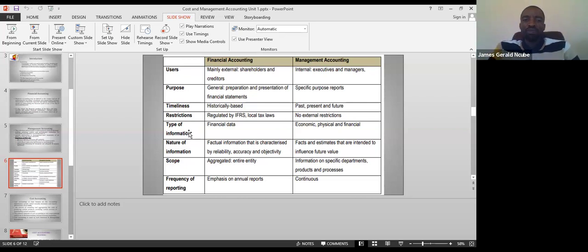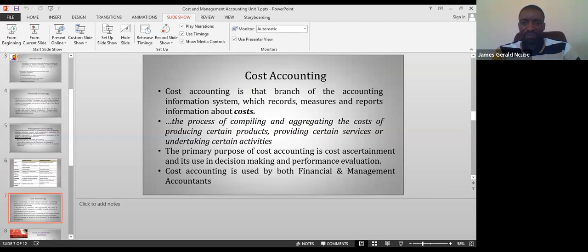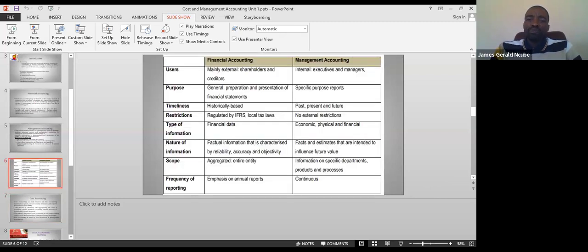Let's look at the scope. Financial accounting looks at the entire organization. The information is aggregated for the entire organization, for the whole organization, while management accounting, the information tends to be specific to particular departments. That is, we're looking at the products and the processes involved in each specific department.